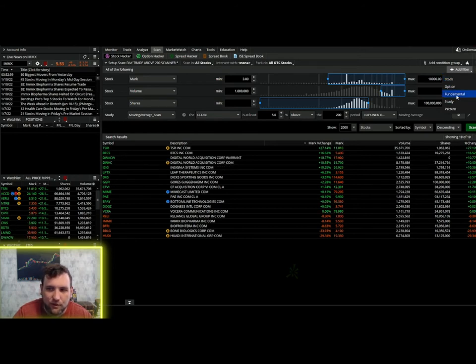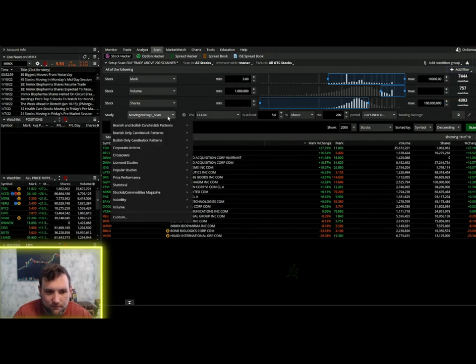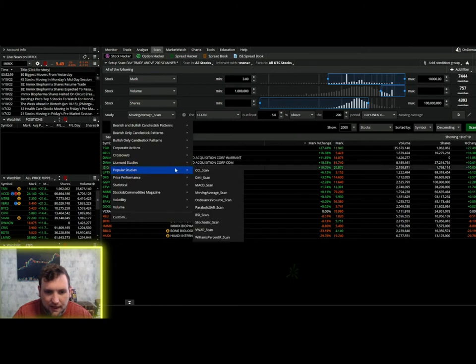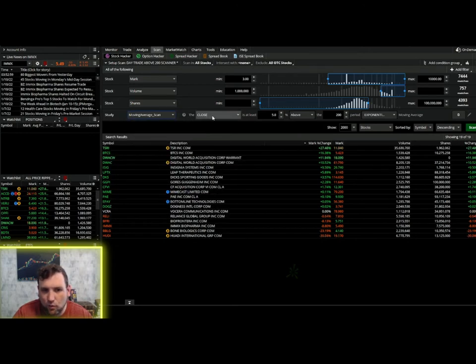The last one is going to be study. So you're going to pull up study and you're going to go down to popular studies. And in popular studies, you'll see moving average scan, which will pop this up. You'll want the close, unless we have the mark, but we don't have the mark, so it's fine. We'll just use the close. Is at least 5% above the 200 exponential moving average on the daily.